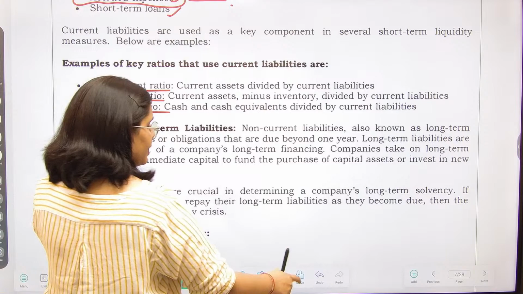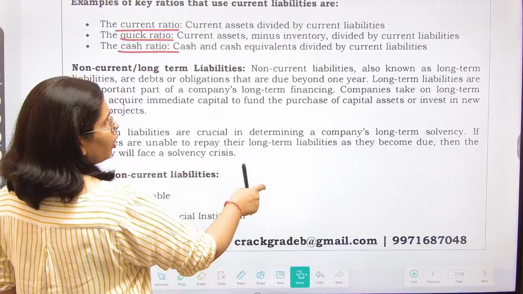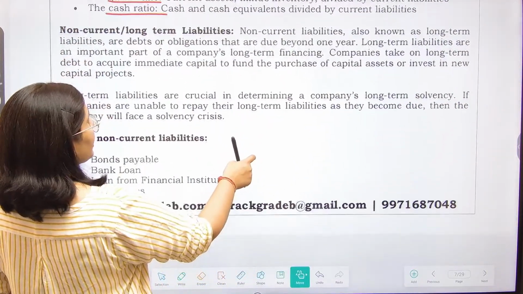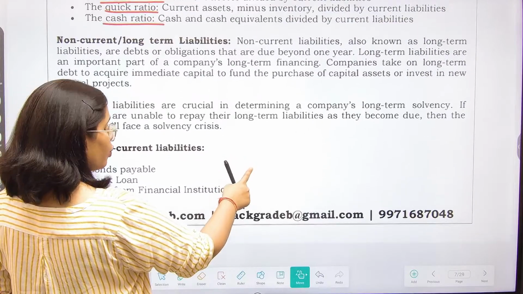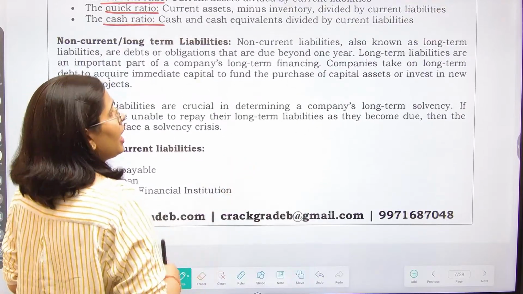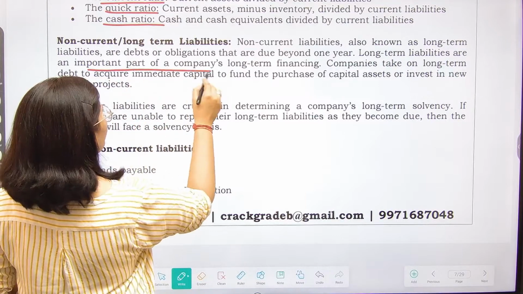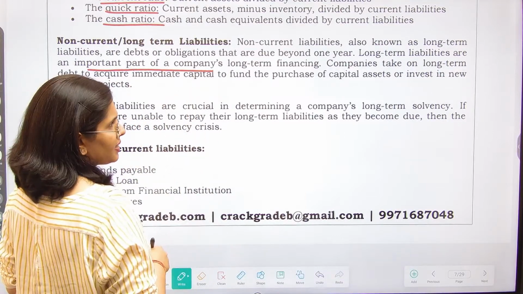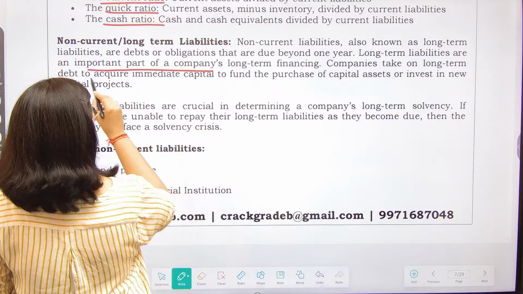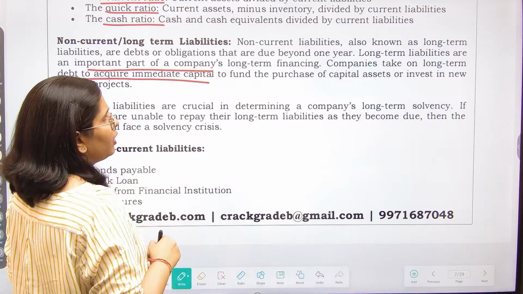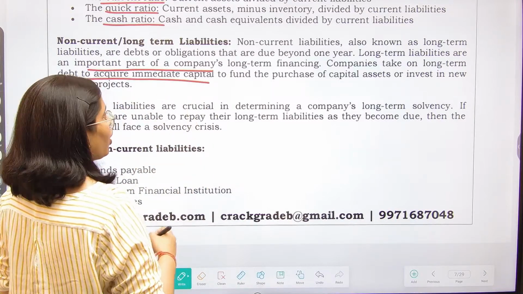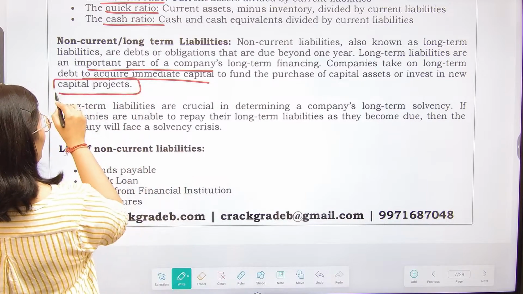Non-current long-term liabilities, let's understand. Non-current or long-term liabilities are the debts and obligations that are due beyond 1 year. Long-term liabilities are an important part of companies' long-term financing. Companies take on long-term debt to acquire immediate capital to fund the purchase of capital assets or invest in new capital projects.